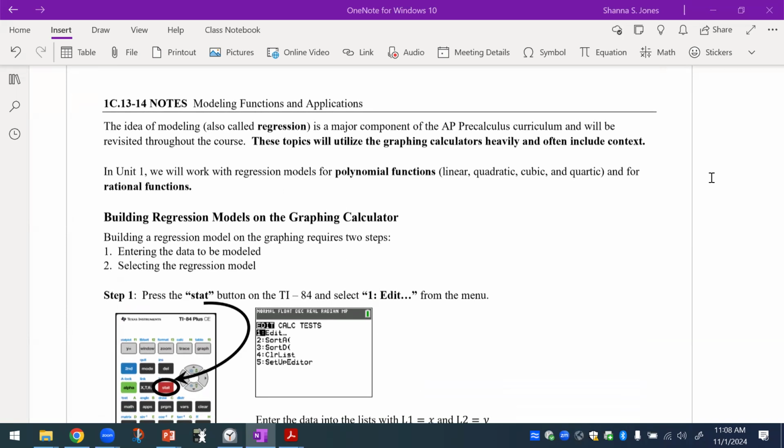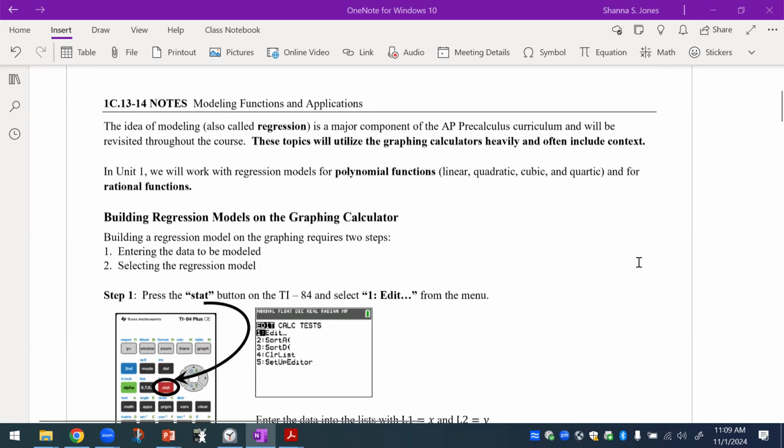Okay, these topics will utilize graphing calculators heavily, and that's just the main thing. You have to have a calculator and be comfortable with it. The main polynomial functions that we're working with are linear, quadratic, cubic, and quartic. And then for rational functions, building from there.